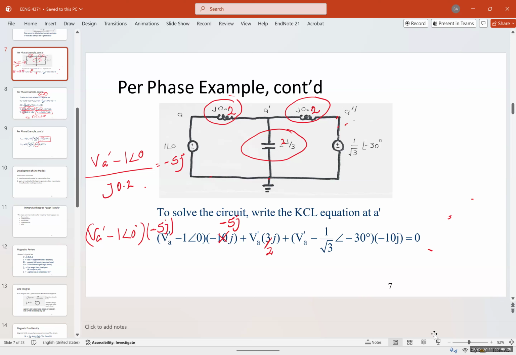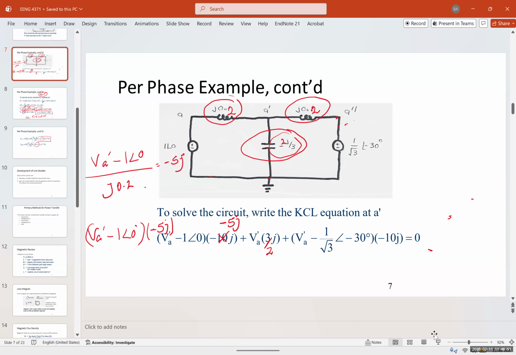And this, when we convert a delta to Y, the impedance is going to be negative 2j over 3. So negative 2j over 3. If it goes to the denominator, it becomes 3/2 times j. Is it correct? Did you get the same?